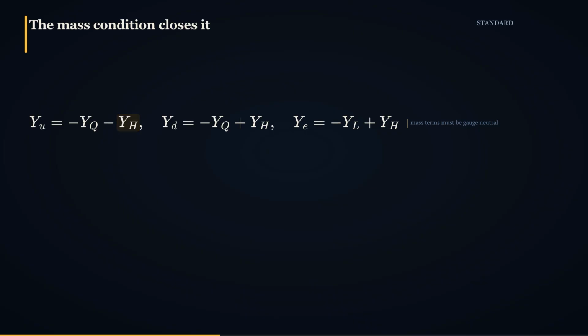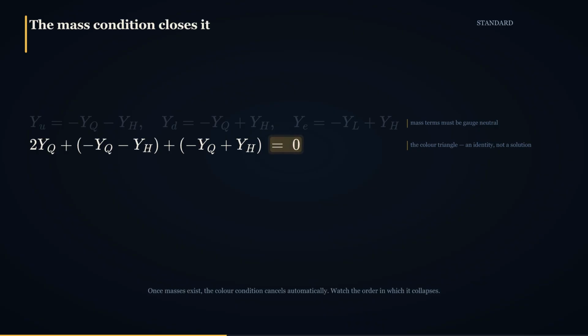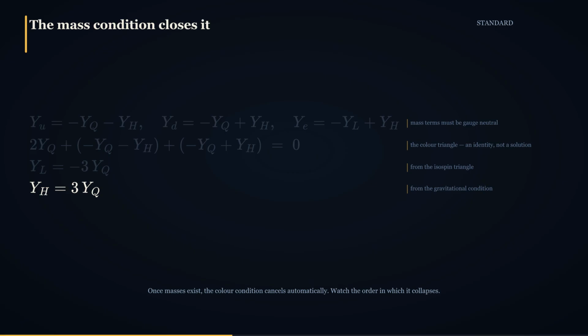Feed those back into the triangles, and the order in which things collapse is the interesting part. The color condition goes first, and it does not merely get solved. It becomes an identity. 0 equals 0. Once masses exist, the color triangle cancels automatically. The spin condition then fixes the lepton doublet at -3 times the quark doublet, and the gravitational condition fixes the Higgs at 3 times it.